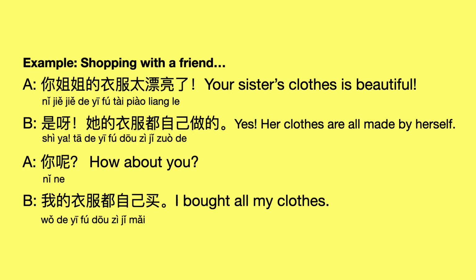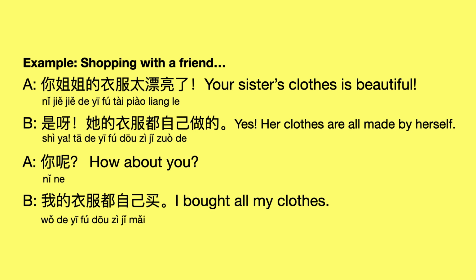Example conversation. 你姐姐的衣服太漂亮了。Your sister's clothes are beautiful. 是啊,她的衣服都自己做的。Yes, her clothes are all made by herself. 你呢? How about you? 我的衣服都自己买。I bought all my clothes.